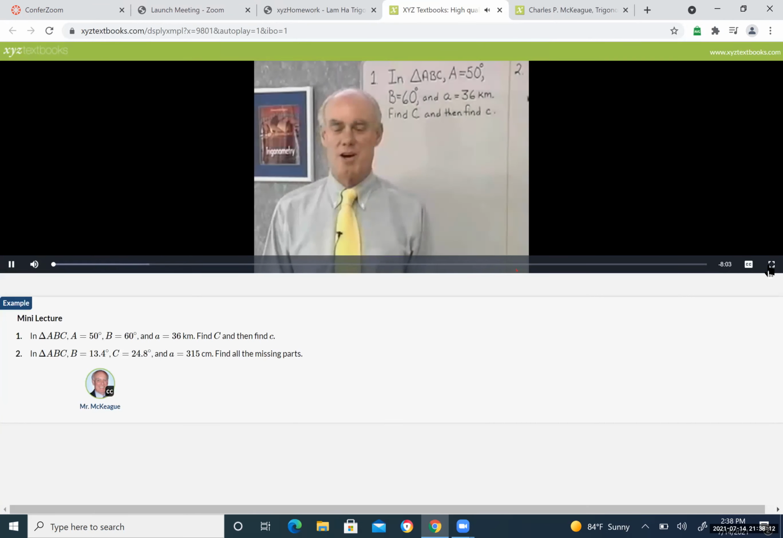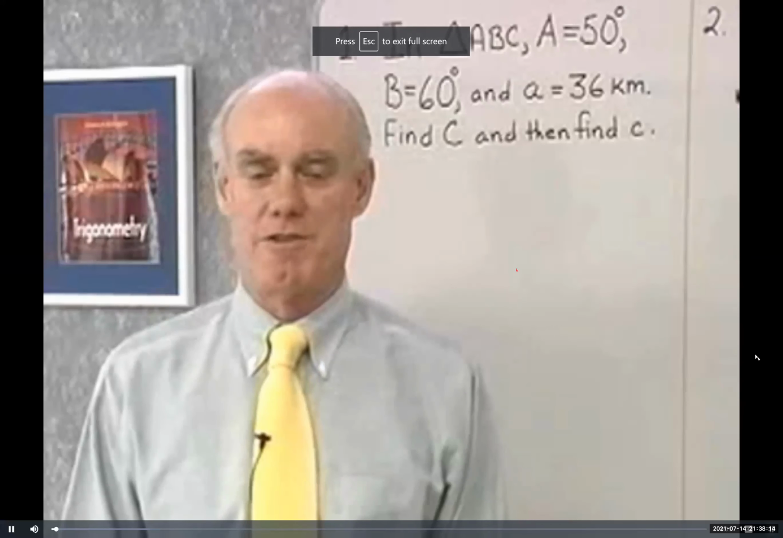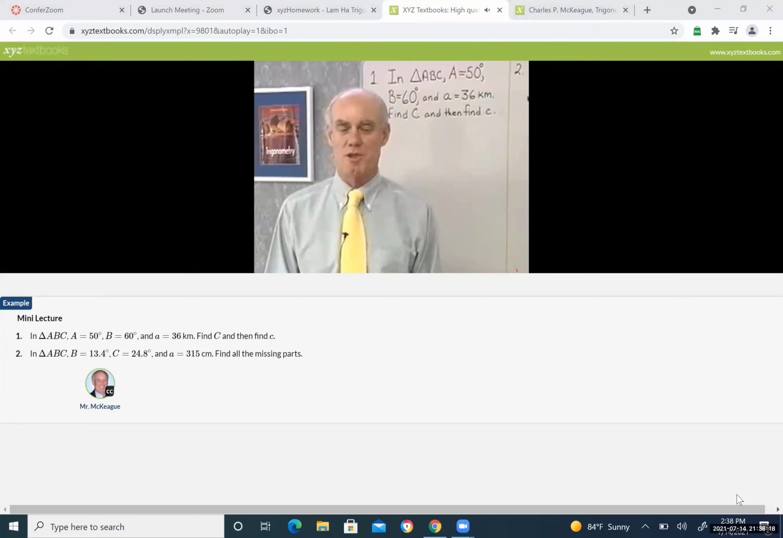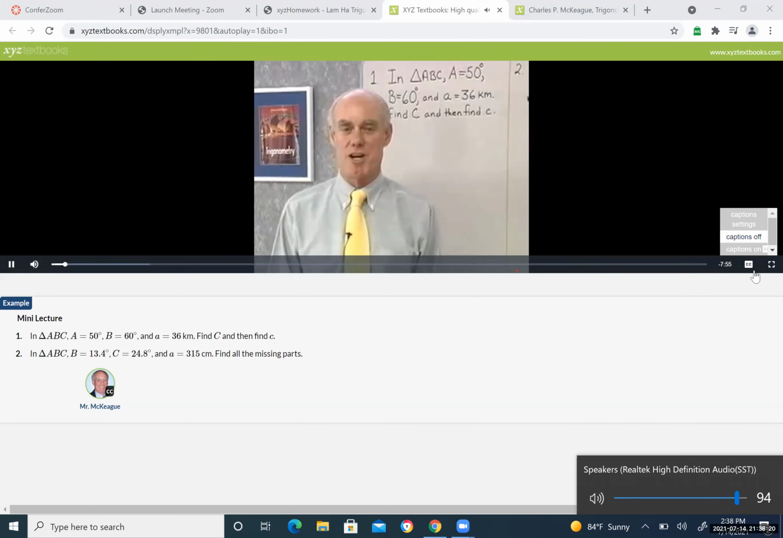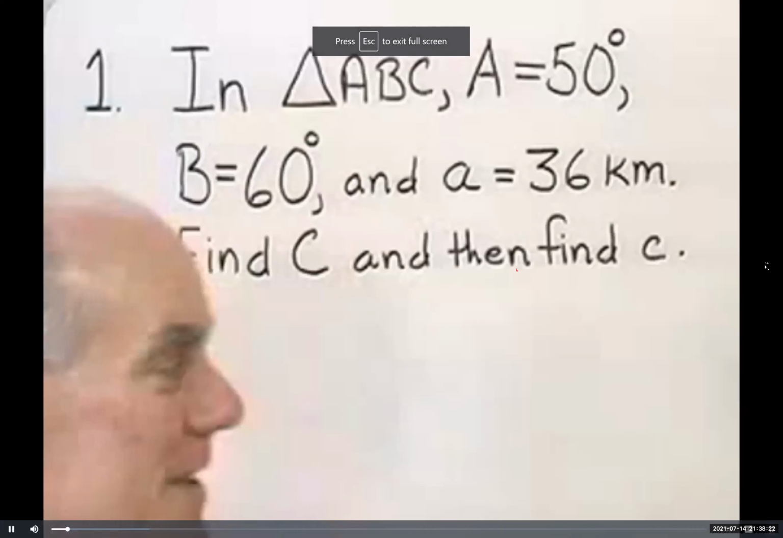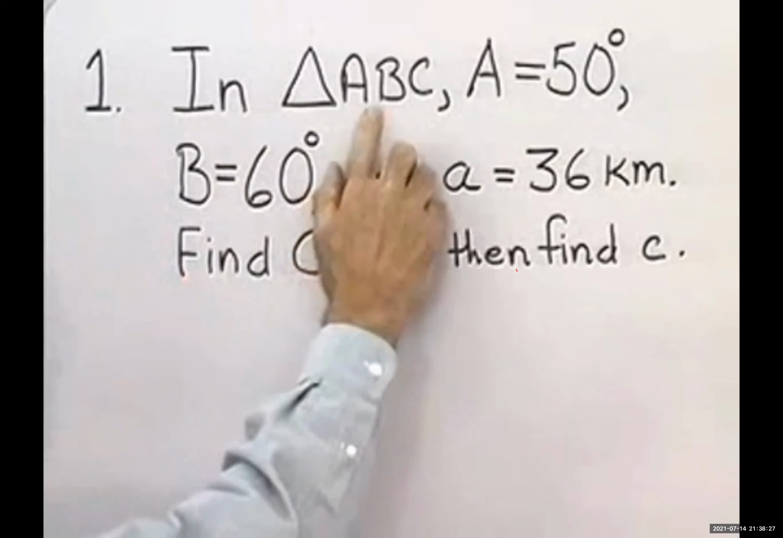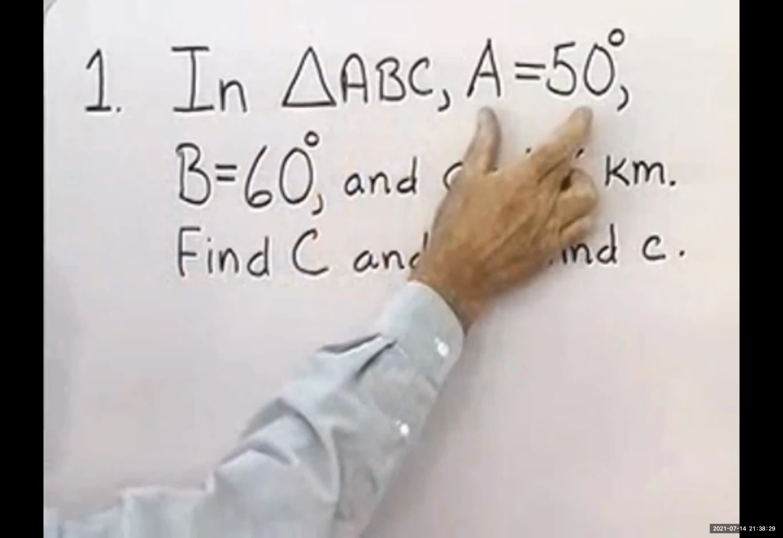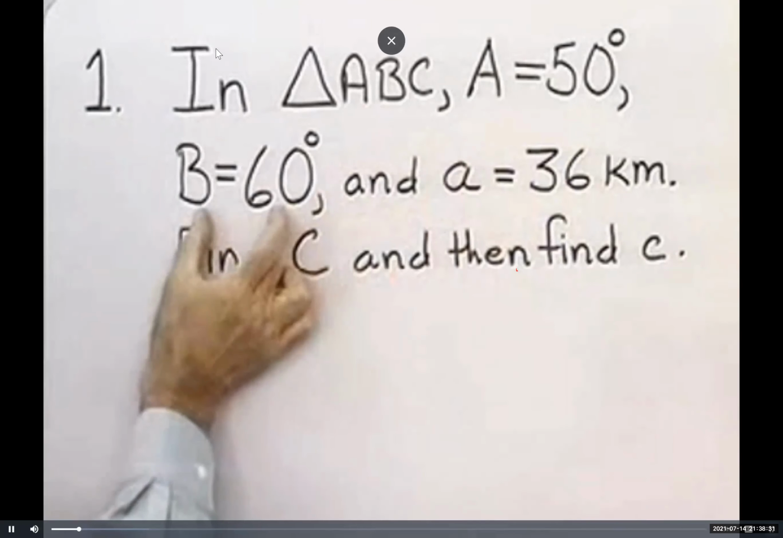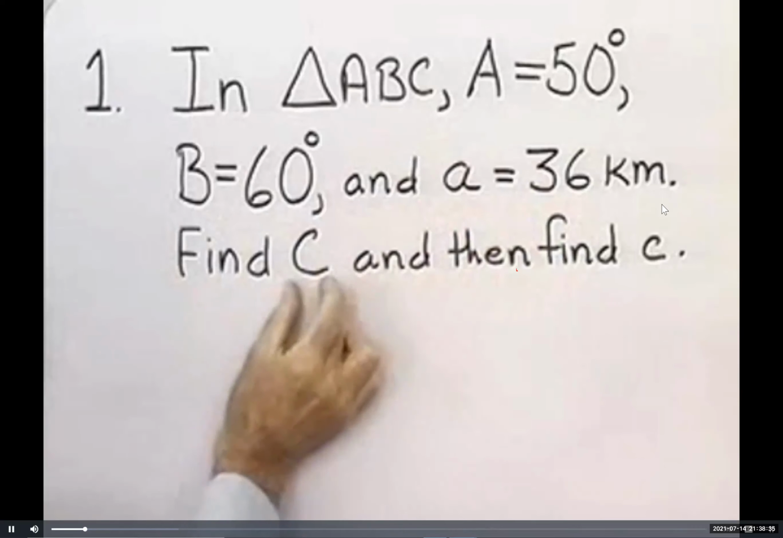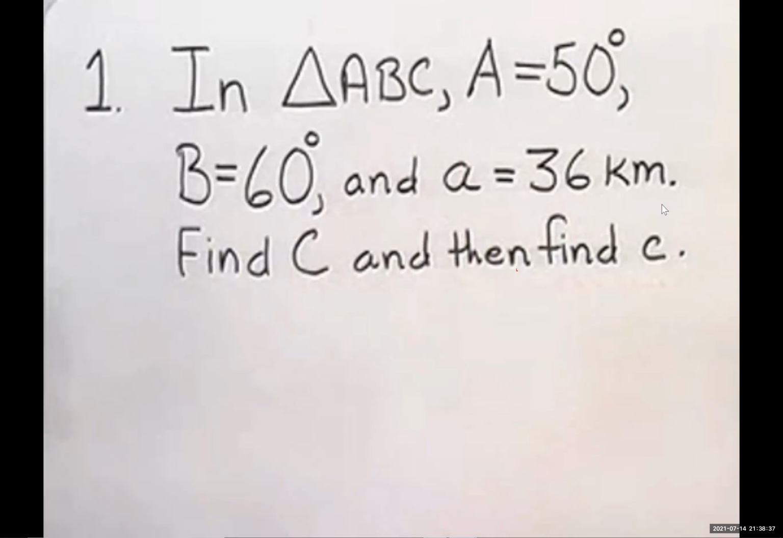We're going to start our work now with solving triangles, and in this lesson we're going to work with what's called the law of sines. The triangles we're going to work with in this section are not necessarily right triangles. So let's look at our first example. We have triangle ABC, which is not necessarily a right triangle, in which angle A is 50 degrees, angle B is 60 degrees, and side A is 36 kilometers. We want to find the measure of angle C, and then we want to find the measure of side C.